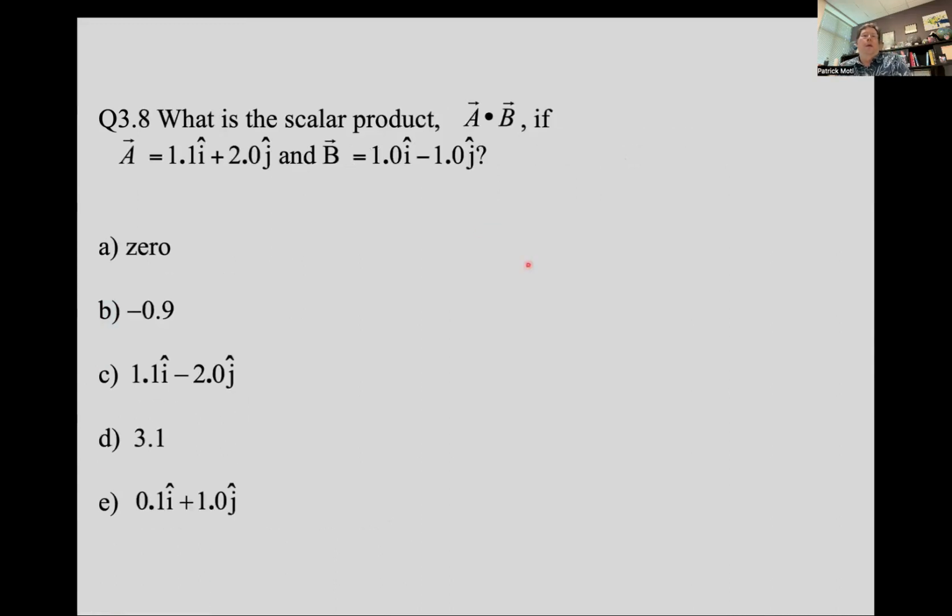All right, let's try another one. What is the scalar product A dot B if A is 1.1 i hat plus 2 j hat? So 1.1 along the x direction plus 2 along the y direction. And the vector B is 1 i hat minus 1 j hat. So the vector B points 1 along the x direction and minus 1 along the y direction. So what is the scalar product A dot B? Work that out, and then when you have compared answers with your physics neighbors, you're ready to proceed. Go ahead and unpause the video.